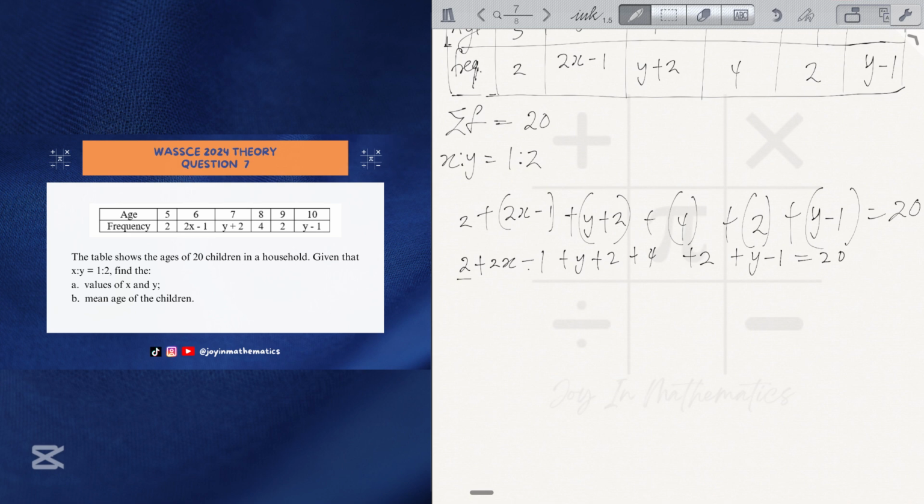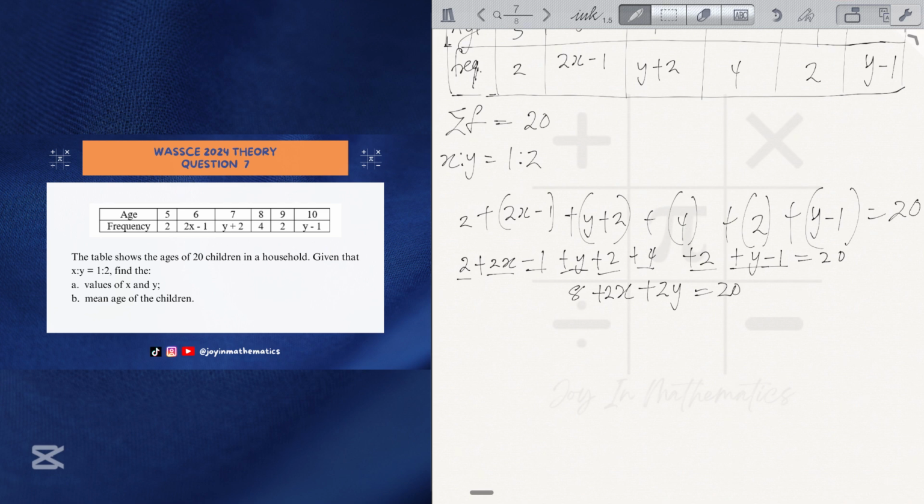2 minus 1, that's 1, plus 2, that's 3, plus 4, we have 7, plus 2, we have 9, and minus 1, we have 8. So we have 8. Moving on to the x, we have 2x, and then we have y plus y, that's 2y, is equals to 20.